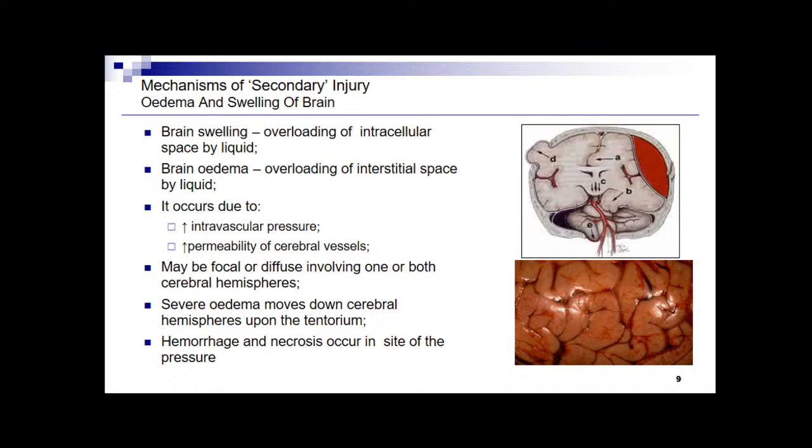Swelling may be focal or diffuse, involving one or both cerebral hemispheres. It depends on the localization of primary injury. Severe edema moves down the cerebral hemispheres upon the tentorium, and in a few hours we can see wedging of the brain stem into the foramen occipital. In the places of contact of the brain tissue with foramens and aperture of the tentorium, we can find hemorrhages or necrosis. They occur in the site of the pressure.